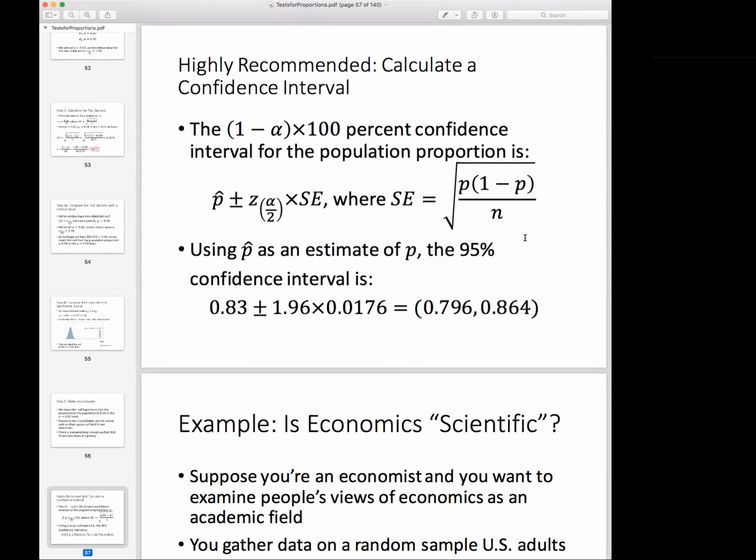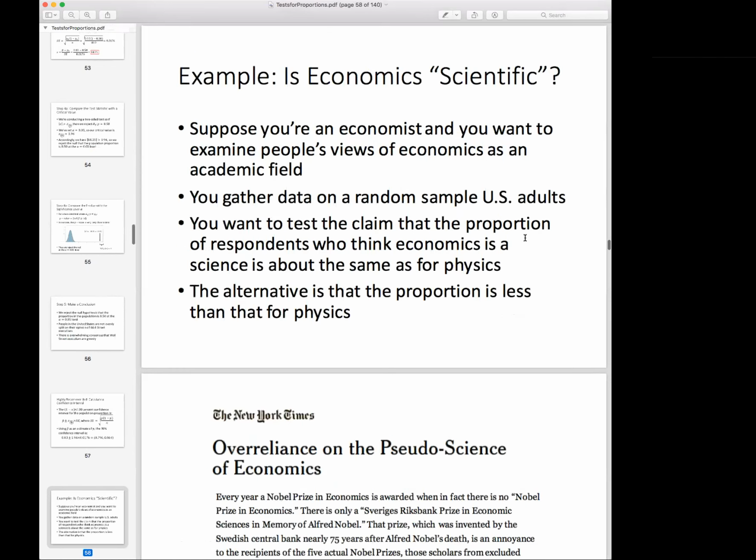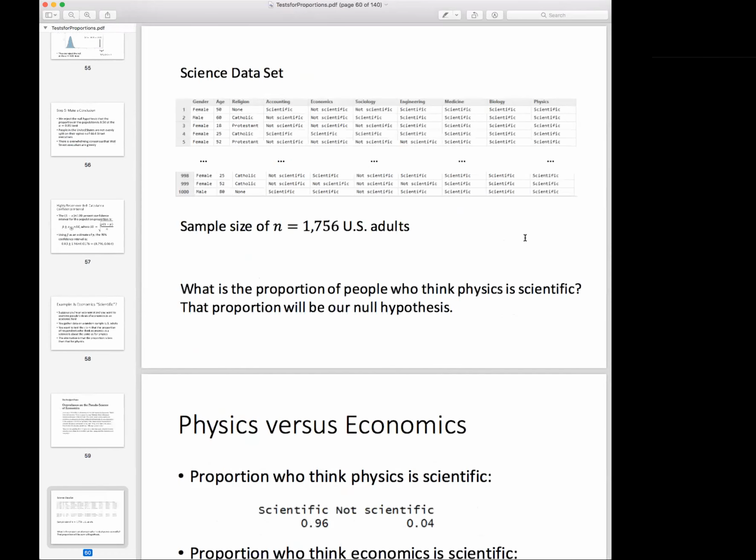Finally, we can calculate a confidence interval. We've already calculated the standard error, and we already know what our z critical value is, so it's a straightforward calculation to plug in. We find that our 95% confidence interval is 79.6% to 86.4%.